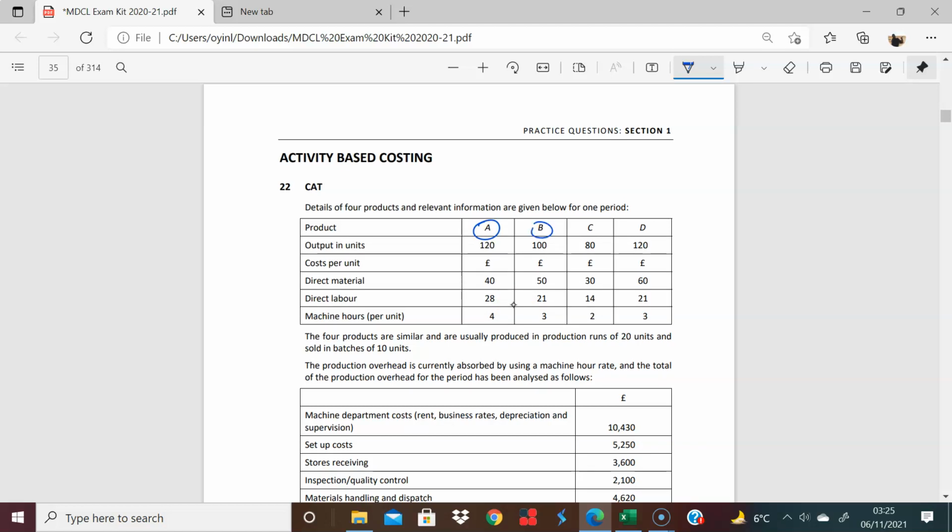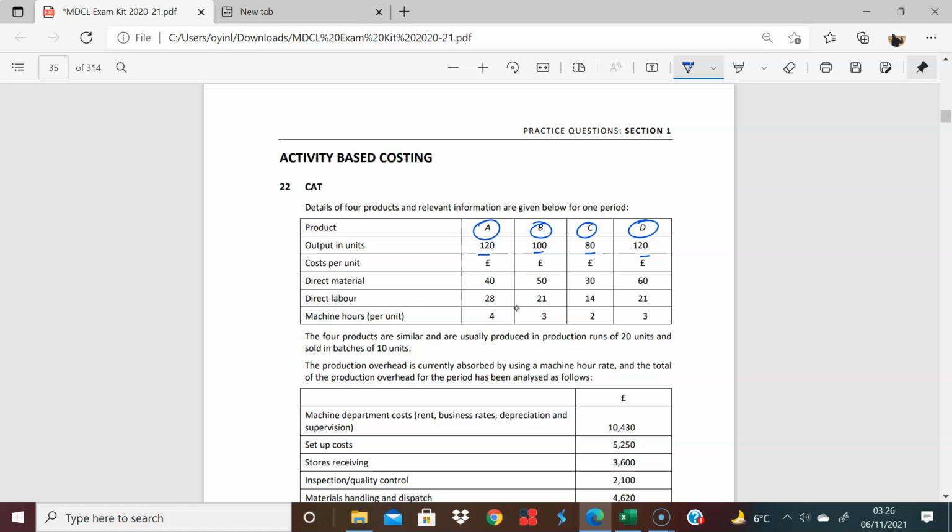Four products A, B, C, and D. And they give us information about the output, and this is useful, we'll see later on, because a lot of these products are made in batches, and therefore you might inspect them in batches, and that will give you an indication of how many quality inspections have taken place. Or the process of setups might be in batches, and that will give you an indication of how many setups. So you want to be aware that output is not necessarily individual units.